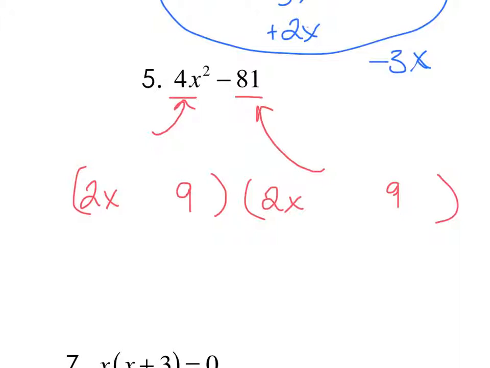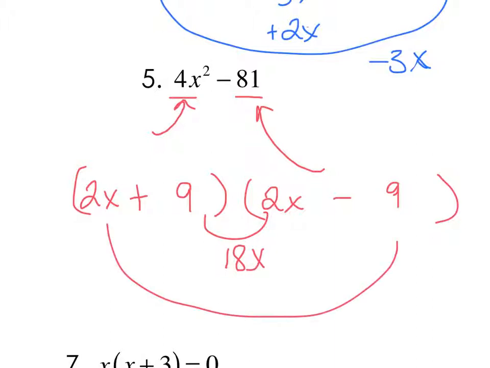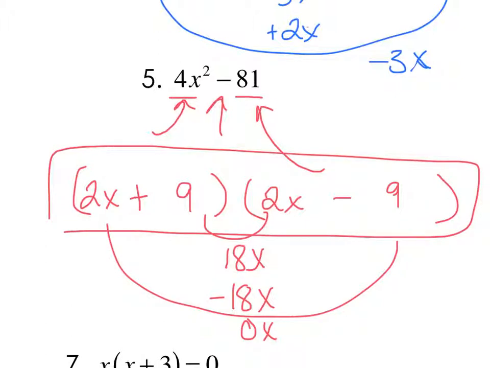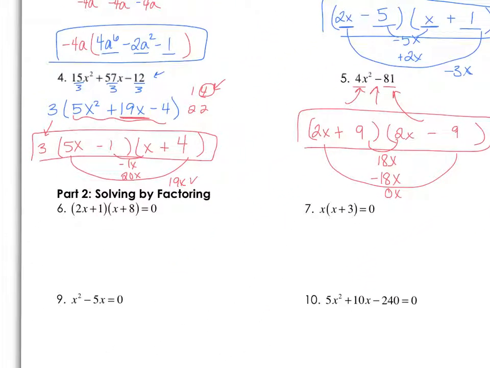Now, in order to get the middle term to be 0, one has to be positive and one has to be negative. So if we check these middle terms, we're going to get a positive 18 plus a negative 18, which is 0, which makes us have no middle term like our problem does. It doesn't have just an x term. So these are called the difference of perfect squares, where you just basically take the square root of each number, and one is positive and one is negative.